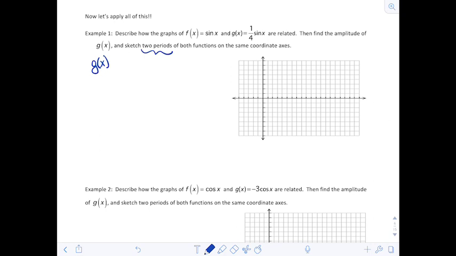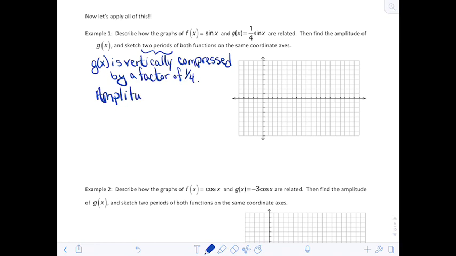So if I have the sine of x and 1/4 sine of x, g of x is actually going to get shorter. So the height or the amplitude will be 1/4 of the amplitude of the sine of x. So g of x, we could describe it as being vertically compressed by a factor of 1/4. So then the amplitude of g of x would be the a value, and the number that is in the position of the a variable is 1/4.